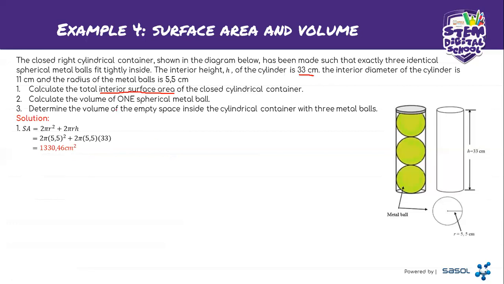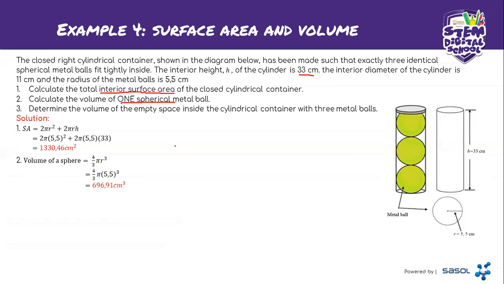The next question: calculate the volume of one spherical metal ball, meaning we need to calculate the volume of one metal ball. Let's see how we do that. Remember, it's a sphere, so you write the correct formula for that. The next step, you substitute the value of R. Then you press your calculator, and it gives us 696.91 centimeter cubed, because now we are calculating the volume.